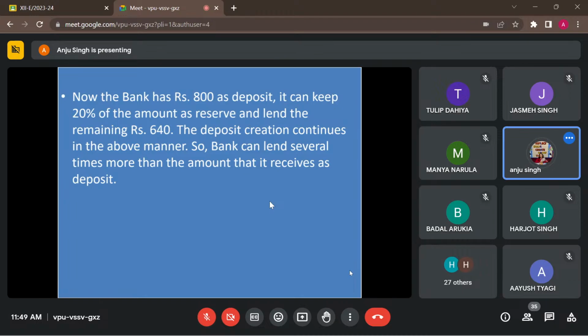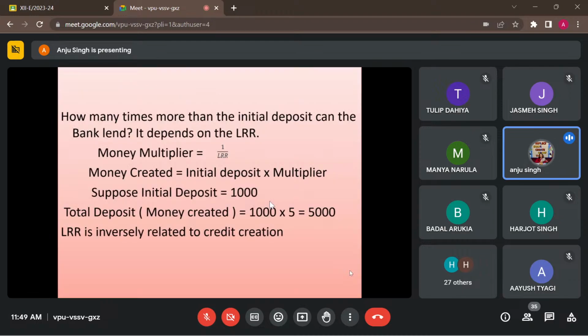So suppose LRR is 10%. So when we say 10%, money multiplier is 1 upon LRR. So 1 upon 10 upon 100, which means it comes out to be 10. Correct? So if money multiplier comes out to be 10, that means that the total deposit will be 10 times of the initial deposit.